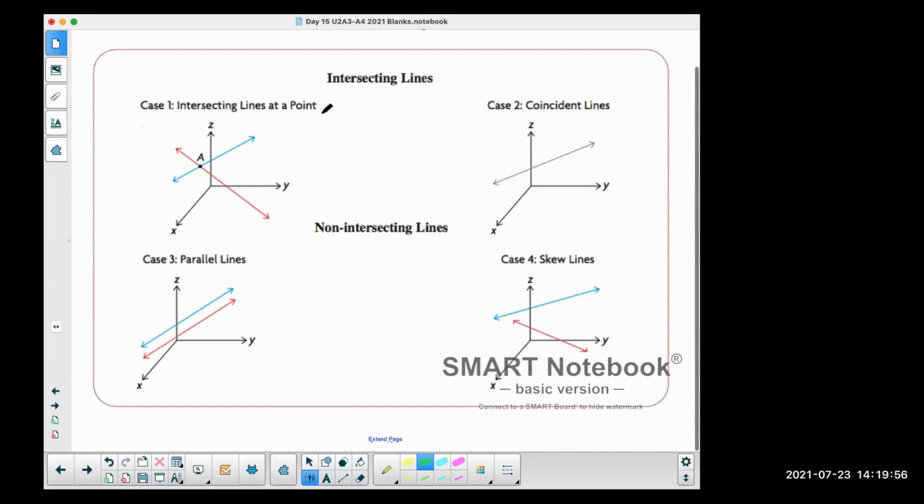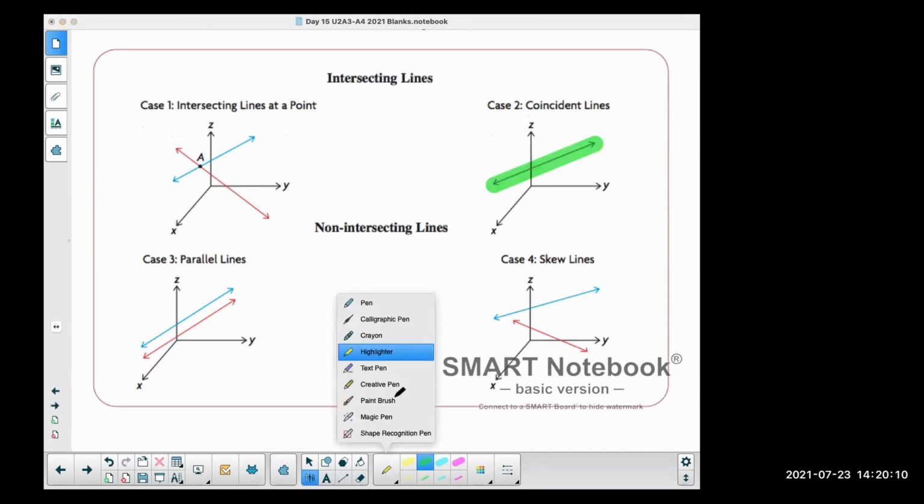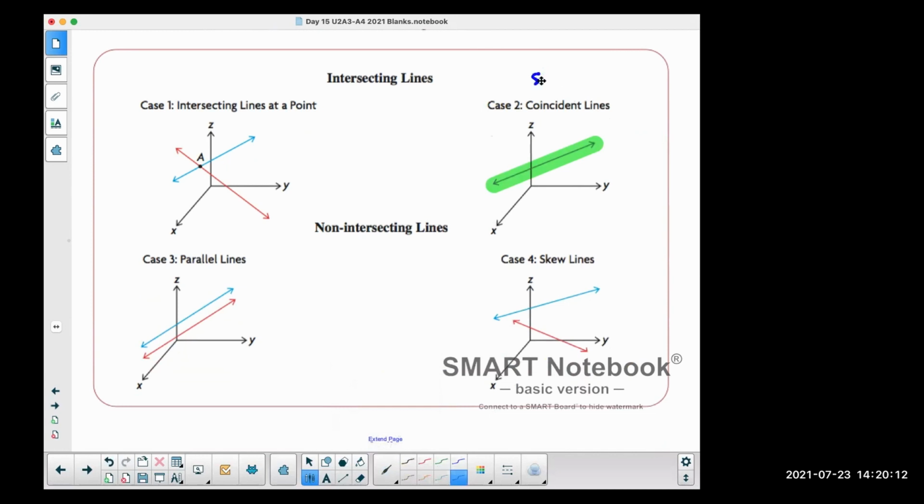Well, there are 4 scenarios if you have 2 lines given in space. The first one, let me jump to this one here, is called coincident. Coincident means they are the same line. So line 1 and line 2 are the same line, so every point is overlapping. There are an infinite number of solutions, right? If I give you 2 equations and they're identical, well, then they are coincident.